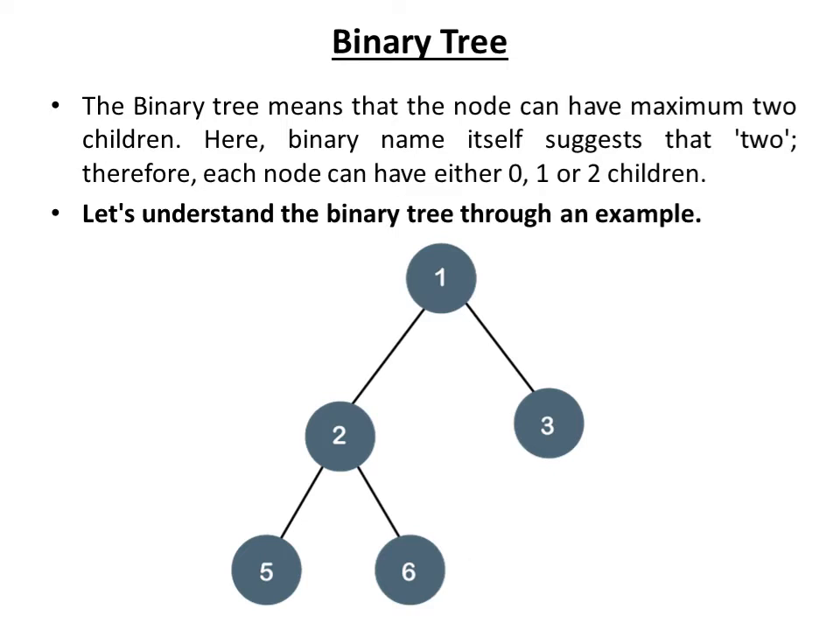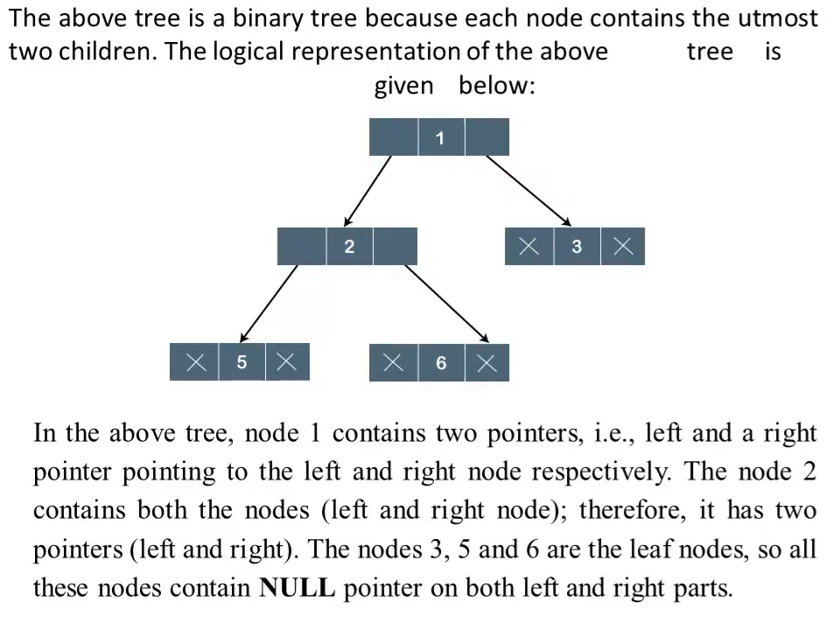Let us understand the binary tree through an example. Observe this diagram carefully. In the above tree, each node contains at most two children. The logical representation of the above tree is given below. Here, I am taking a node. The node is split into three parts: L link, then info, and R link. This L link is always connected to the left part of its subtree, and the R link is always connected to the right part of its subtree.